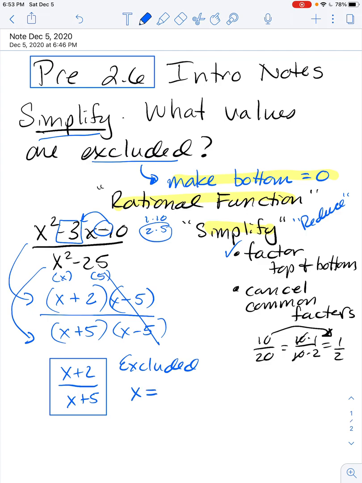So in this case, x could not be negative 5 because that would make this left factor 0. And then I think about what number would make this factor a 0, because you can't have 0 in the bottom of a fraction. You can't divide by 0. So negative 5 and positive 5 will be what we call the excluded values, because if I put either one of those into the bottom of my original problem, they would make this 0, and then that would be bad.